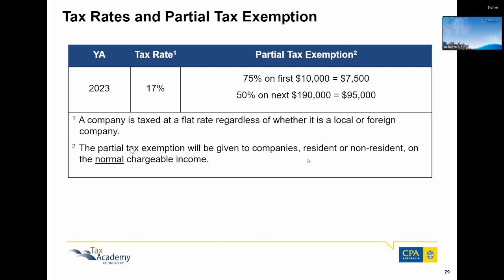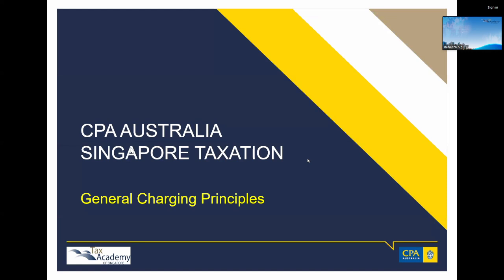So a company is taxed on a flat rate of 17%, regardless of whether it is a local or foreign company. And this partial tax exemption will be given to companies that are residents in Singapore or non-residents in Singapore on normal chargeable income. So income that is not normal chargeable income and is taxed at another rate will not be eligible for this partial tax exemption. Okay, so far so good, right?